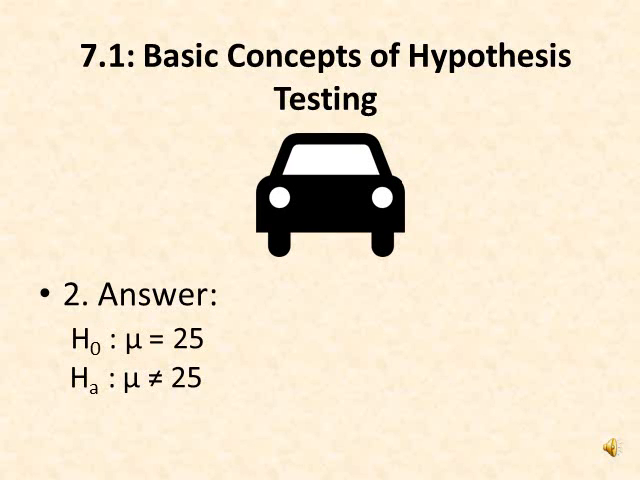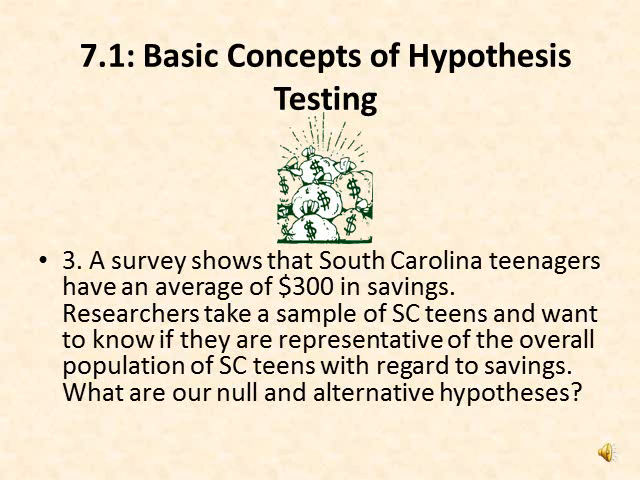The answer is a null hypothesis such that mu is equal to 25 and an alternative hypothesis such that mu is not equal to 25. 3. A survey shows that South Carolina teenagers have an average of $300 in savings. Researchers take a sample of South Carolina teens and want to know if they are representative of the overall population of South Carolina teens with regard to savings. What are our null and alternative hypotheses?